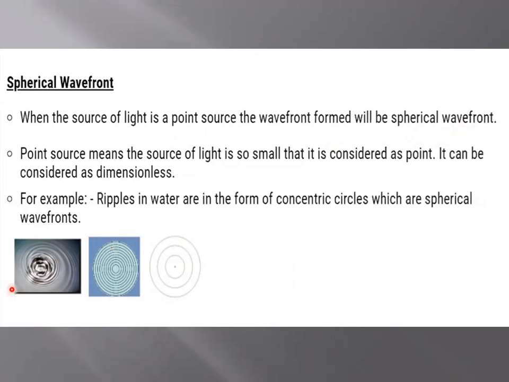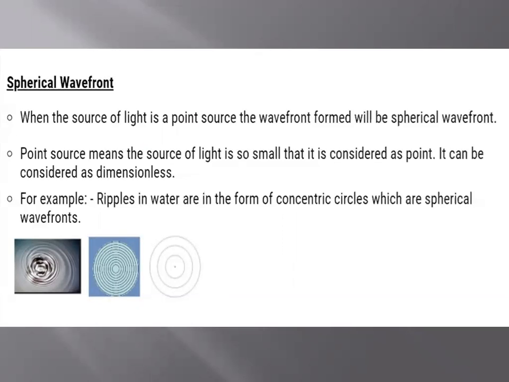For example, for a point source, if we throw a pebble on silent water, what will happen? The ripples will take place. The water will start flowing from one place to another place. So this is called a point source. While the waves are propagating like this, if we join the wavefront, what will happen? It will look like a circle.